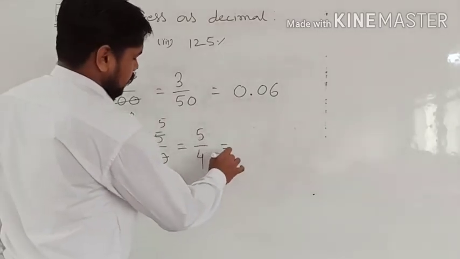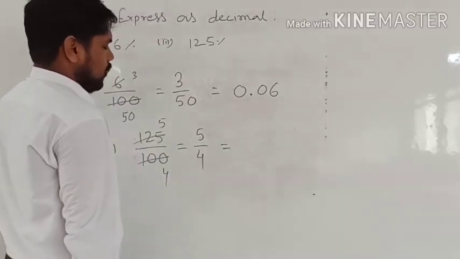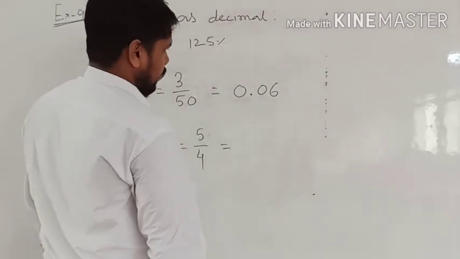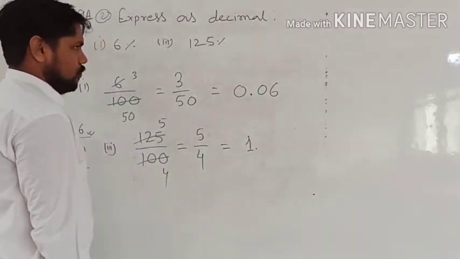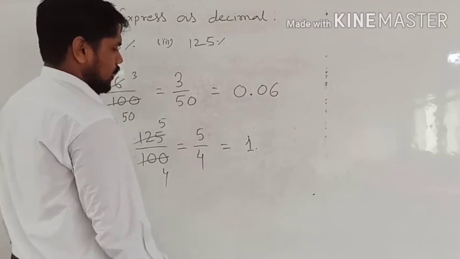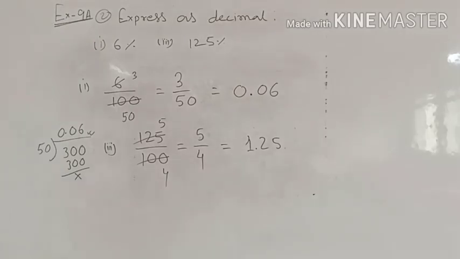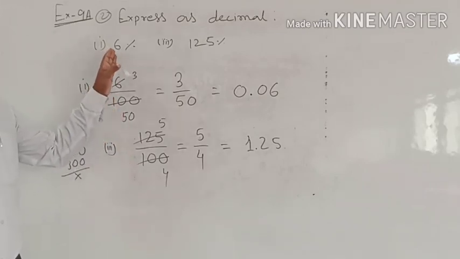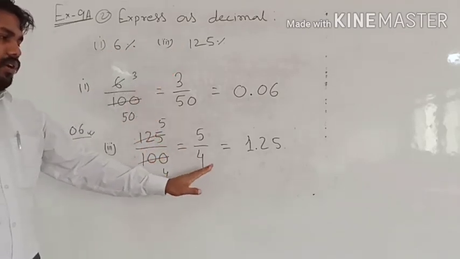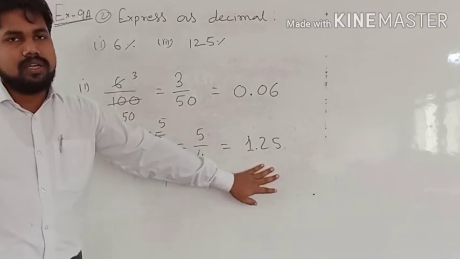So 5 by 4 means you have to convert into decimal, so this will be 5 divided by 4. So 1 decimal, 2 times 4 is 20, then 2 5. So 1.25 will be the answer in decimal. So this is how, very simply, if any percentage is given, first you convert that into a fractional number, and after that you convert it into the decimal.